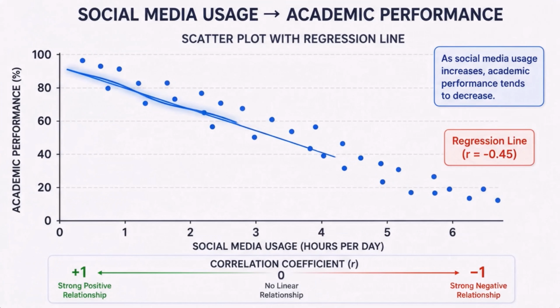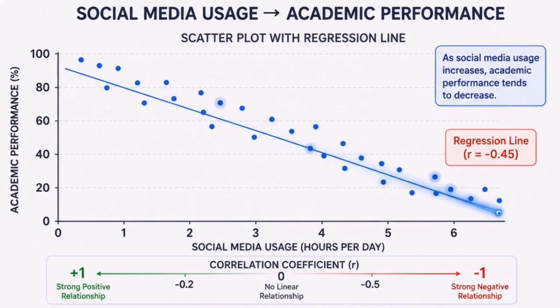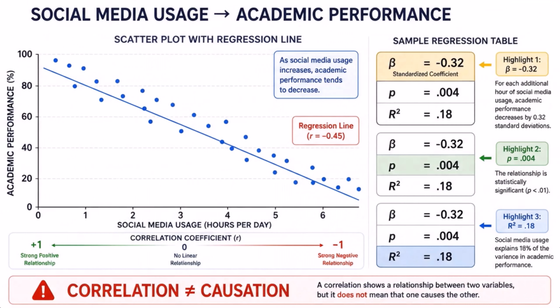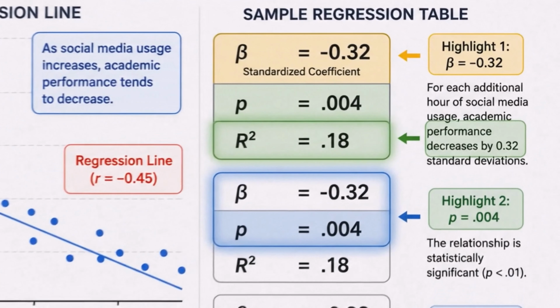If your research aims to examine whether one variable predicts or explains variation in another variable, regression analysis may be appropriate, depending on your research design and assumptions. Regression output can include statistics such as beta coefficients, p-values, and r-squared. You don't need to memorize every number. Instead, understand what each statistic means and how it relates to your research question and hypothesis.